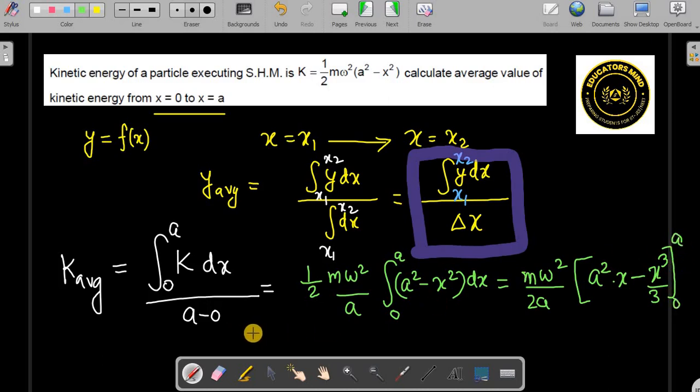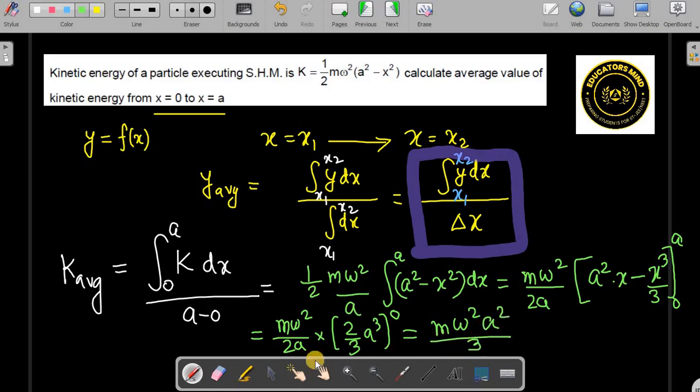So when you substitute, you will get m omega square by 2a. Upper limit and lower limit, the lower limit will be 0 only. So a cube minus a cube by 3. So it will become how much? 2 by 3 a cube, correct? So finally this a term will get cancelled. You will get m omega square a square divided by 3. This will be the average value.